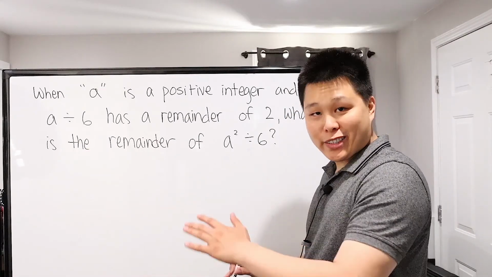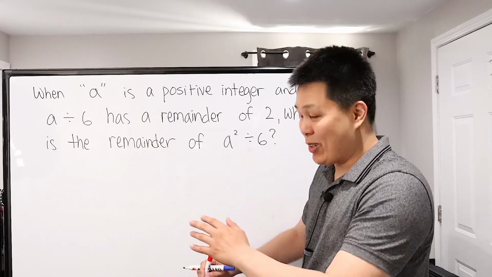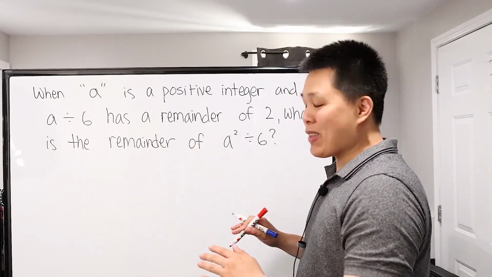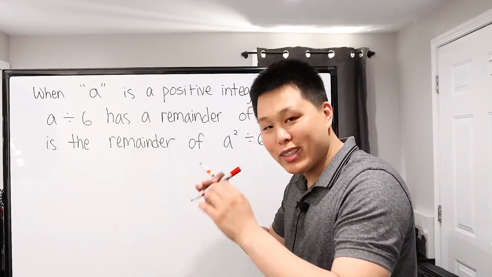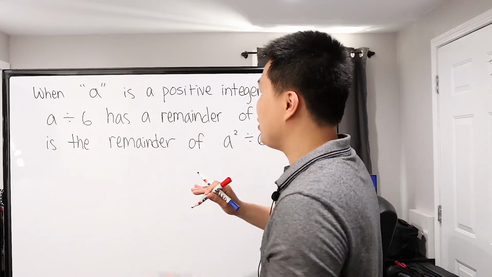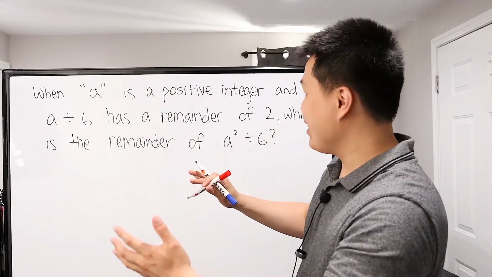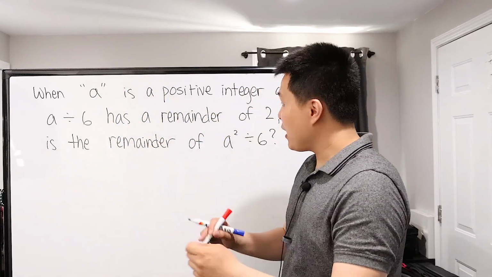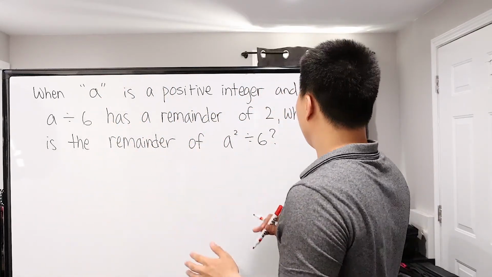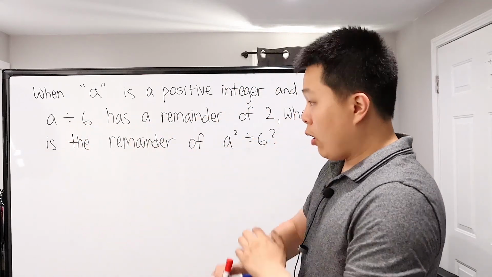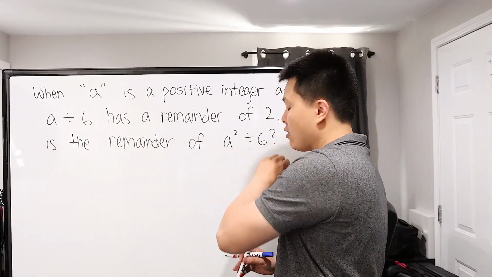Alright, so here's our practice problem for today, and I gotta say, when I first saw this problem, I loved it. This is the type of problem that I would come up with, like the ones who have a chip on their shoulders, just looking to make someone's life miserable. So here it is. When a is a positive integer, a is a variable, and a divided by 6 has a remainder of 2, what is the remainder of a squared divided by 6?